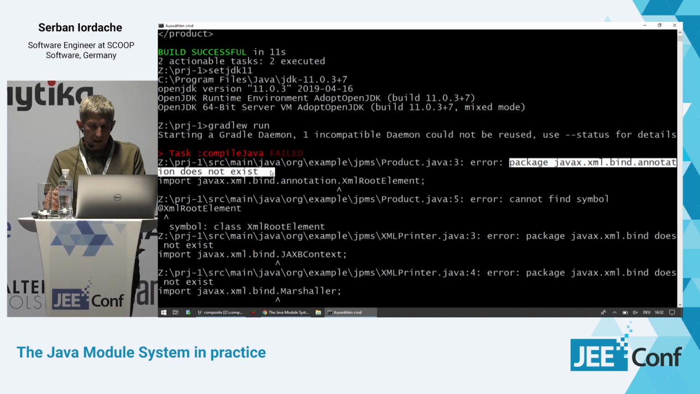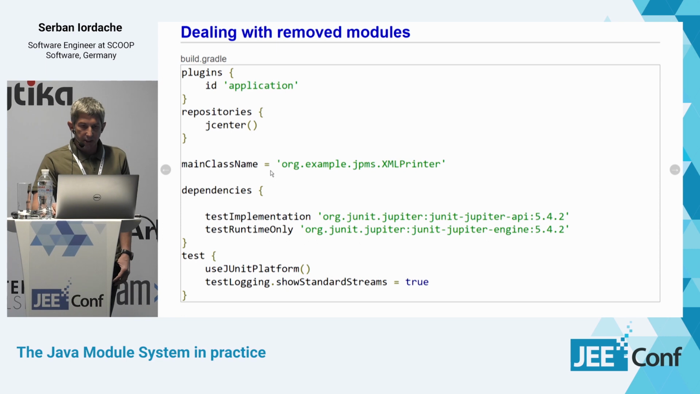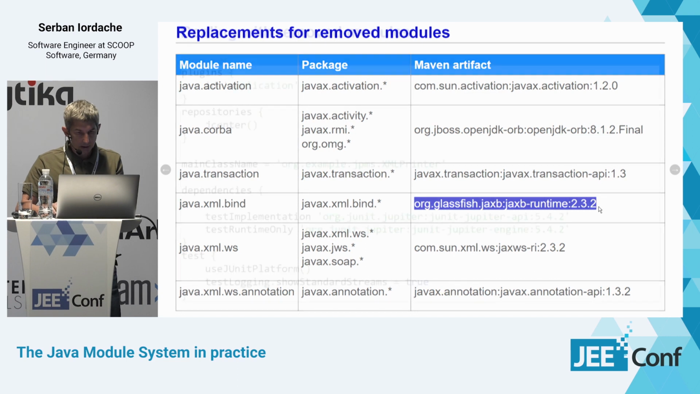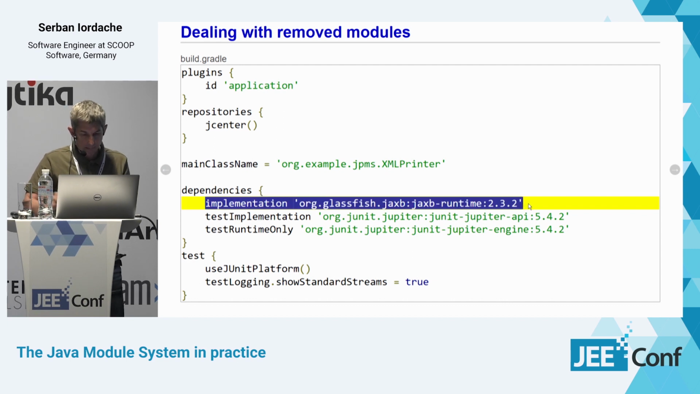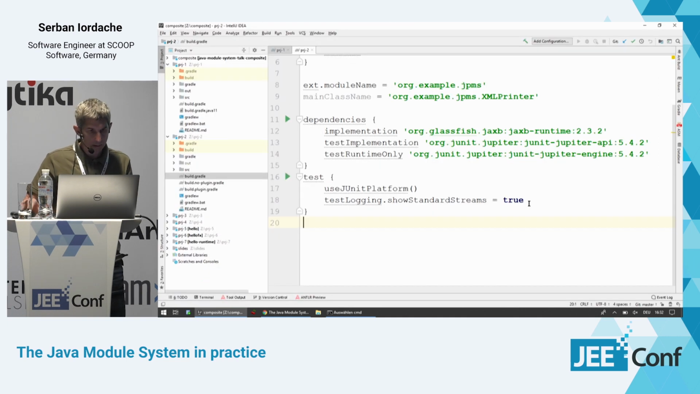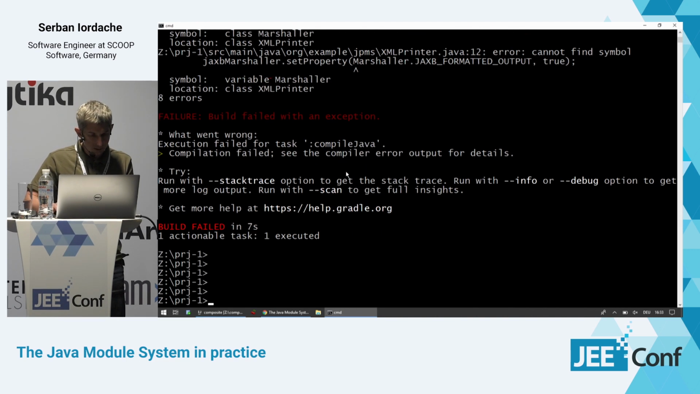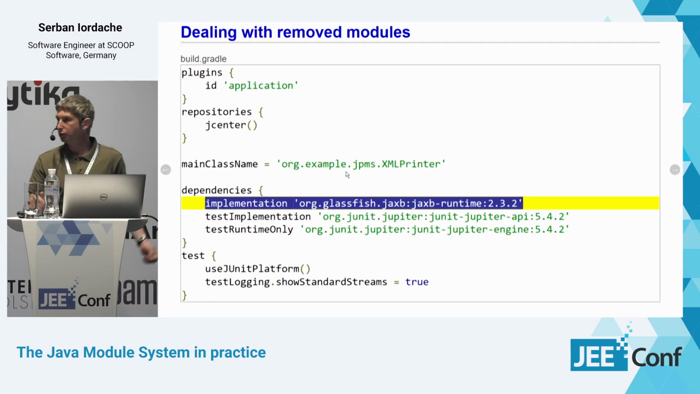So what can we do? The code removed from the JDK is still available in public repositories, such as Maven Central or JCenter. And here I compiled a table with the replacements for the removed modules. In our case, we need Java XML bind, so we need to use this library, which means that in our Gradle build script, we have to add this line. So let's do this. And now let's execute again. And now it worked. So we had problems running code on Java 11 even before starting to modularize our code.